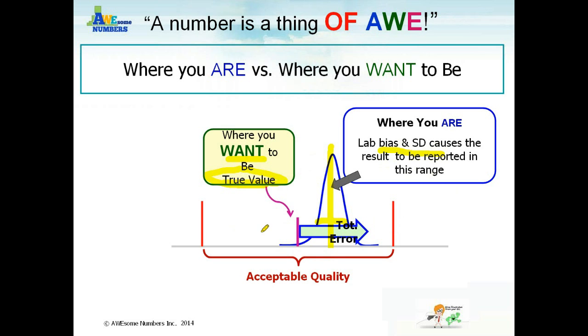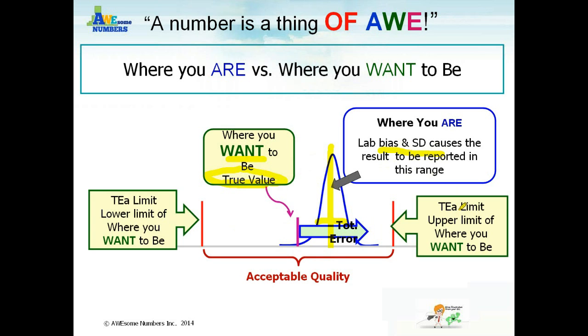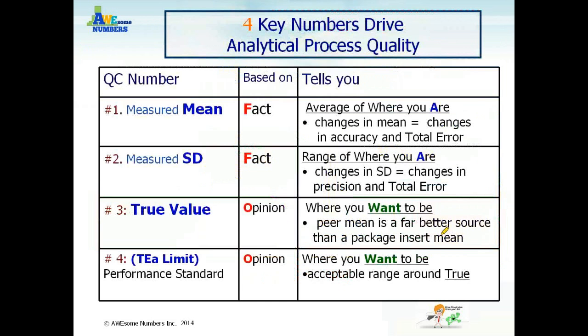Within these lines is acceptable quality. Outside are your TEA limits. I like to call these failure lines. So you can say if I went over the failure limit, total error allowable sounds like a very, sort of, it doesn't sound as significant as going over a failure line, which is really what you're doing.